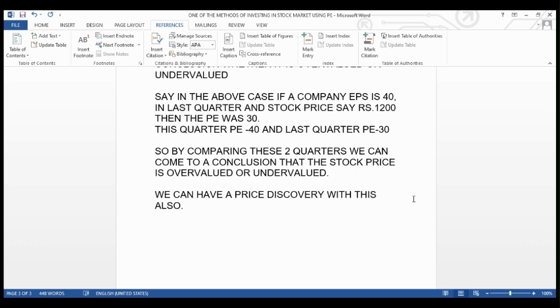So whenever you want to purchase a stock, a low PE is always better, so that it is undervalued in constant terms. We also have to see whether the sector is undervalued or overvalued, and compare the company's PE itself with the previous quarters, and arrive at a conclusion. We can have price discovery with this method also.